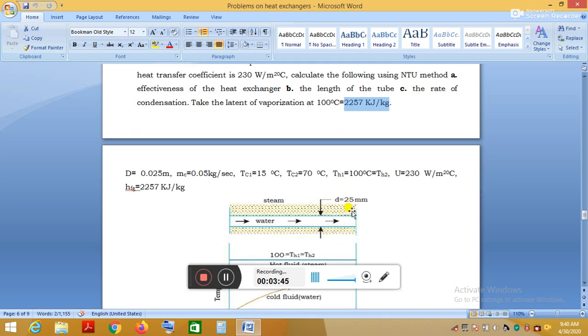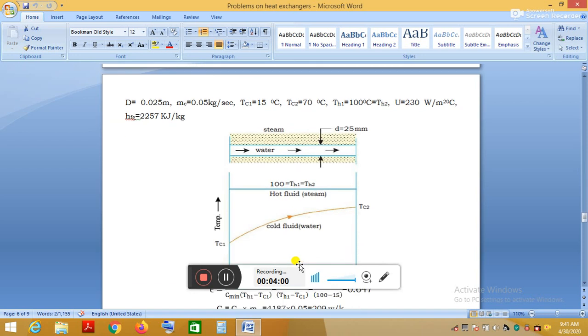Latent heat is nothing but the amount of heat which is to be added or removed to a substance per kg to cause a phase change.